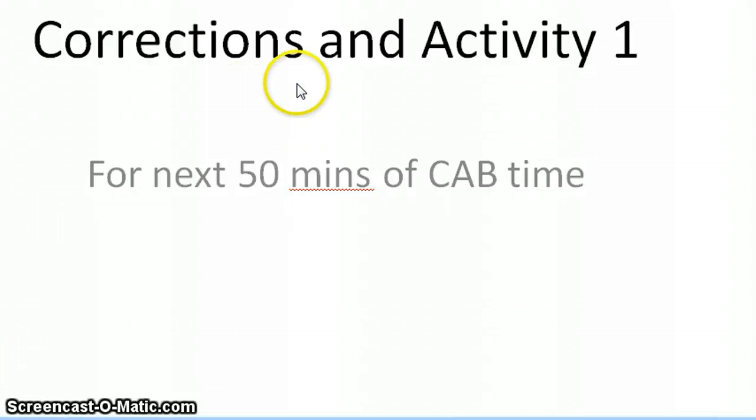So I'm just going to go through how to make corrections to the tables and folders that you've set up. Actually, the folders are all fine, just the documents. Then to start activity 1, because this is basically going to form everything you then do in the rest of your assignment, the searches that you do for activity 1, and this will take 50 minutes of your CAB time.